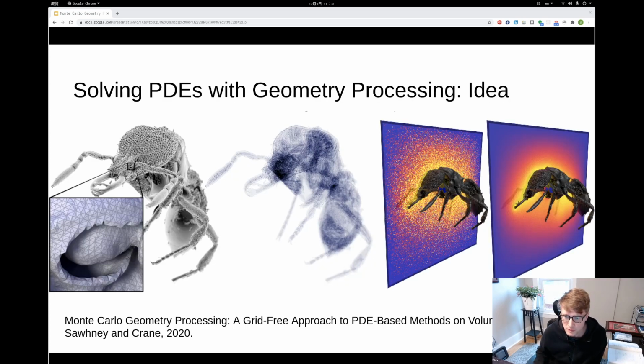So suppose we wanted to solve a PDE like the Laplace or Poisson equation on a geometric structure. Sawhney and Crane's idea is to avoid meshing challenging geometric structures with finite element methods, which can be time-consuming for detailed objects such as the fly on the left. Instead, they use Monte Carlo integration to find an approximate solution. The Monte Carlo approximation is noisy at first, but can be refined by taking more samples, shown on the right.